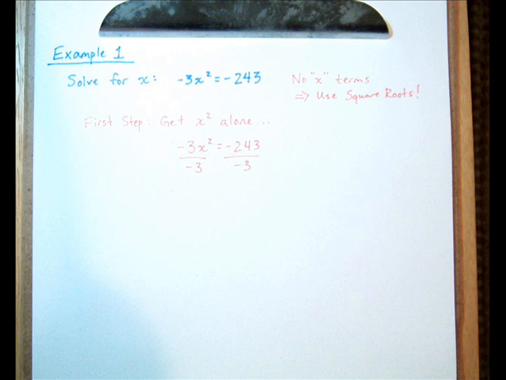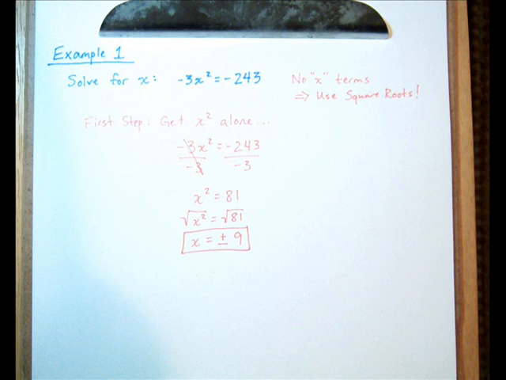Since we had negative 3x squared, that's multiplying when we have a number right beside a variable. So the inverse of that is to divide, and that cancels it out, and we're left with x squared equals positive 81, since a negative divided by a negative is a positive. And then when I take the square root of both sides, the square root of x squared just gives me x, and the square root of 81 gives us 9, but please remember that it can be positive or negative 9, because positive 9 times positive 9 is positive 81, but also negative 9 times negative 9 is also positive 81. So we get two answers here, plus or minus 9.